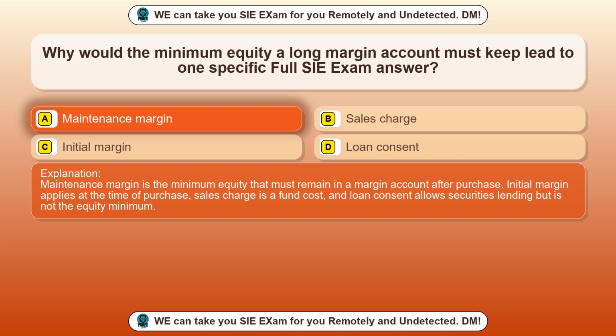Maintenance margin is the minimum equity that must remain in a margin account after purchase. Initial margin applies at the time of purchase, sales charge is a fund cost, and loan consent allows securities lending but is not the equity minimum.